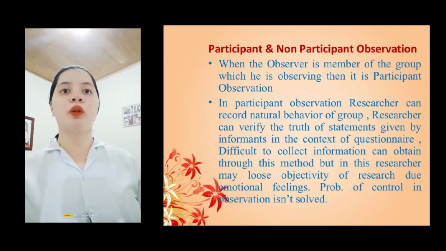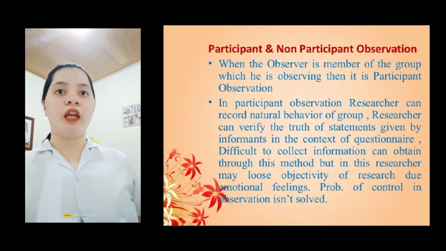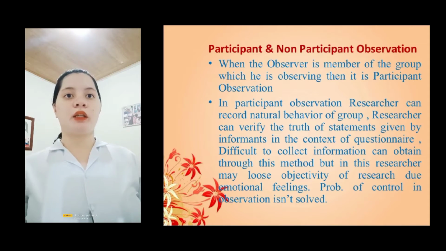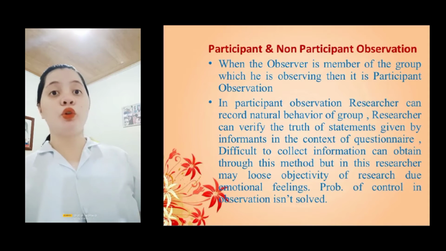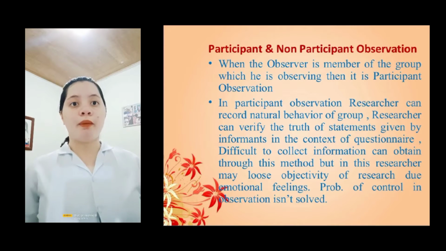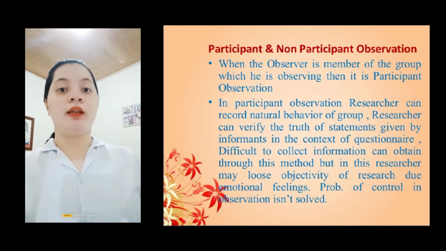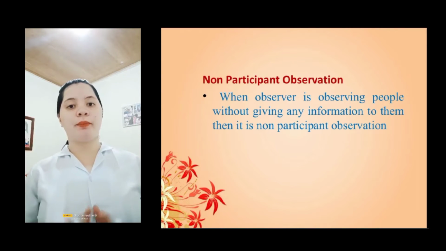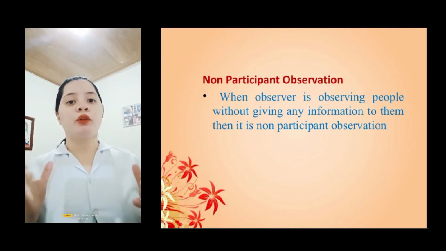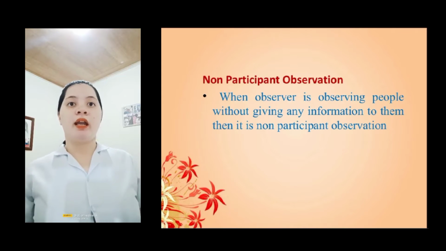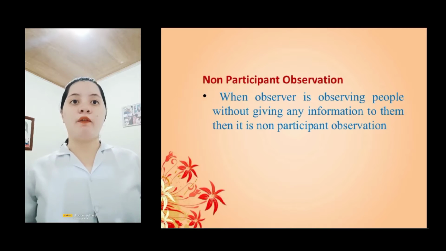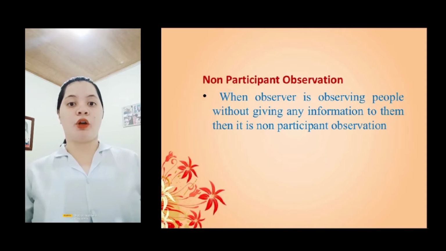Information that is difficult to collect can be obtained through this method, but in this, the researcher may lose objectivity of research due to emotional feelings. Problem of control in the observation is not solved. Now, non-participant observation. When we are talking about non-participant observation, the observer observes without giving any information to them. That is non-participant observation.